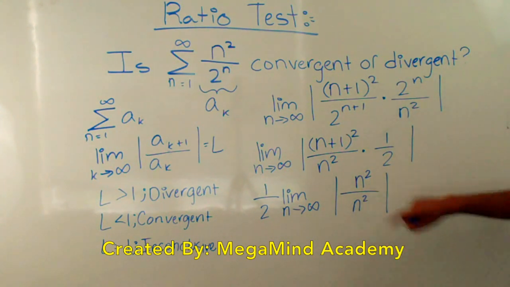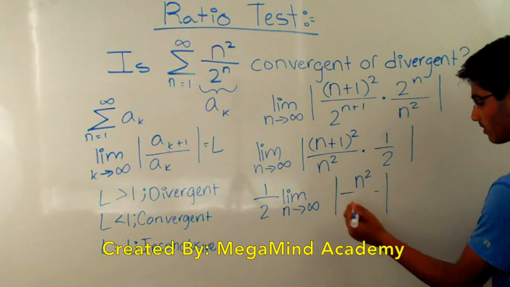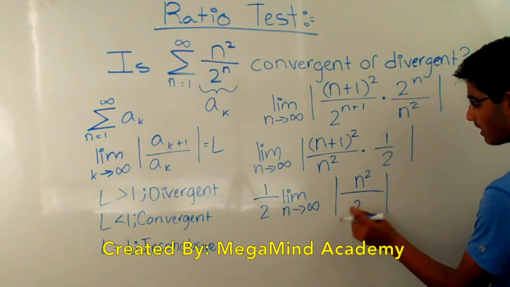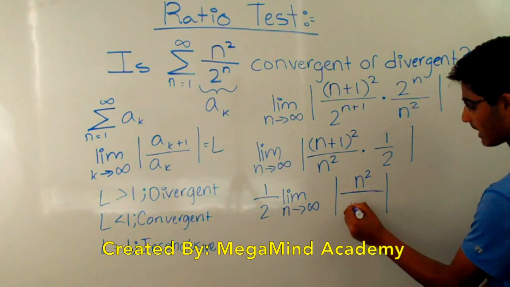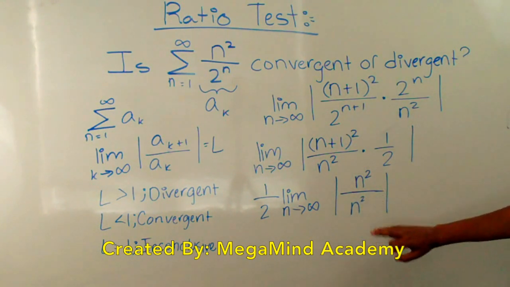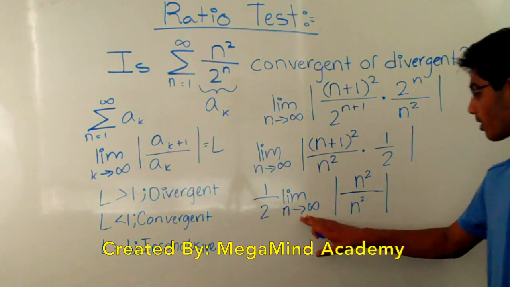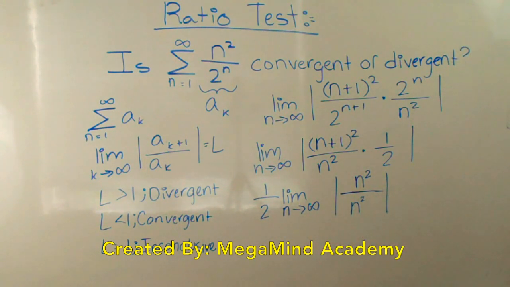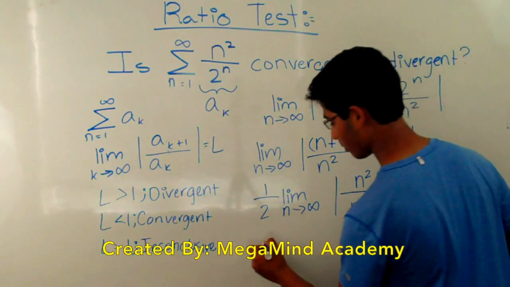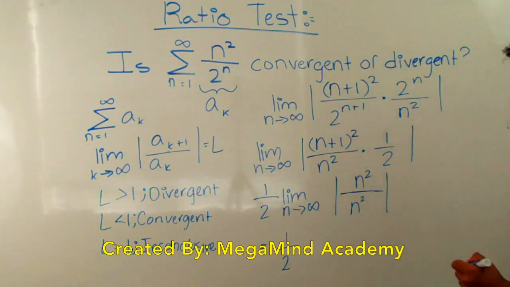Let's leave it like this, because we can't just cancel them out in our heads, since the numerator is actually not n squared. But the limit as n approaches infinity of this is equal to 1. So this would be equal to 1/2. Now we know that this limit is equal to 1/2.